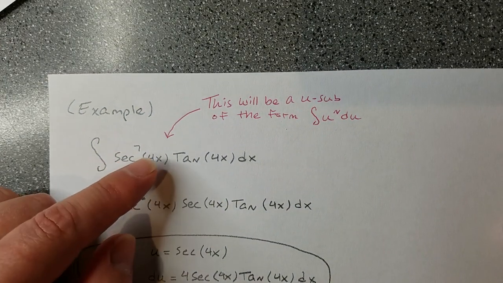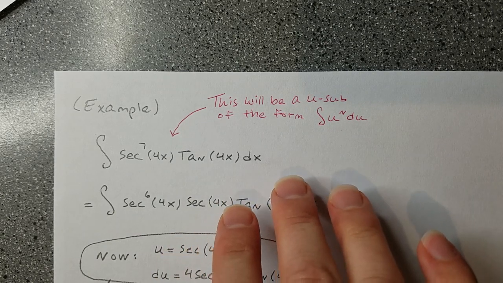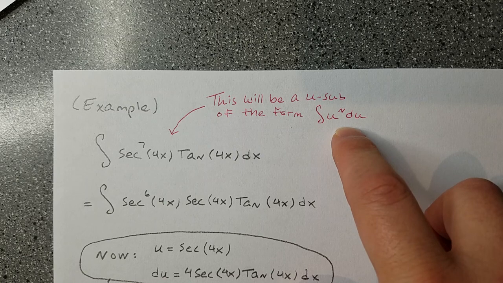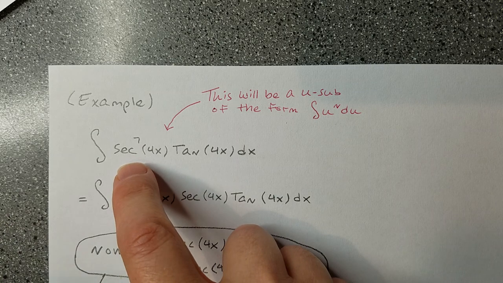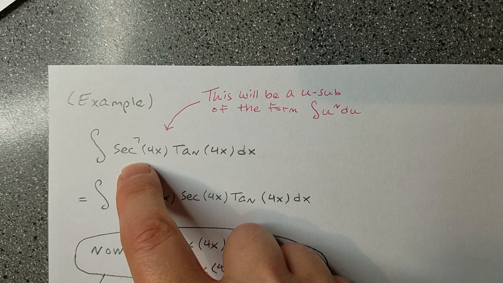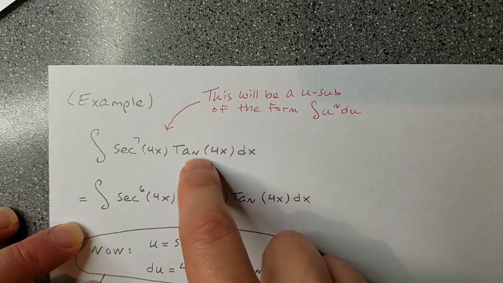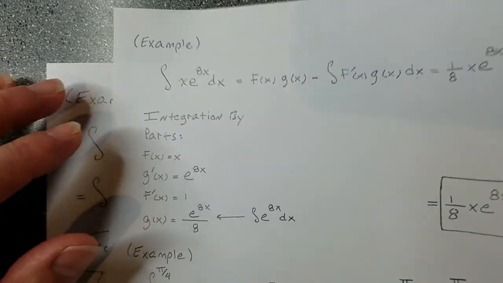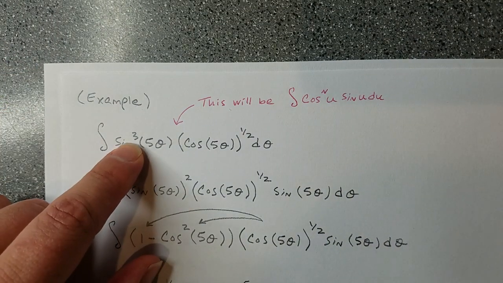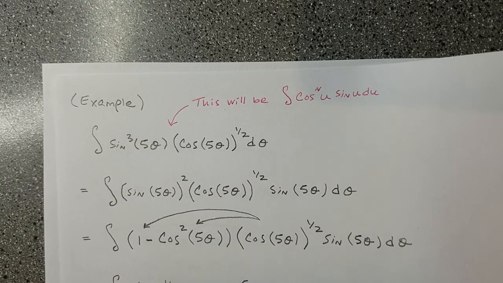Okay, secant 7 power 4x times tangent 4x dx. So this will be a u substitution of the form u to a power du. The reason I have that instinct from the beginning is because I see, well, I got secant. The derivative of secant is secant times tangent. I could borrow one of the secants away to make my du. It really is like that previous question, like this one, where if I borrow one away from this sine, that will eventually become my du. All right?